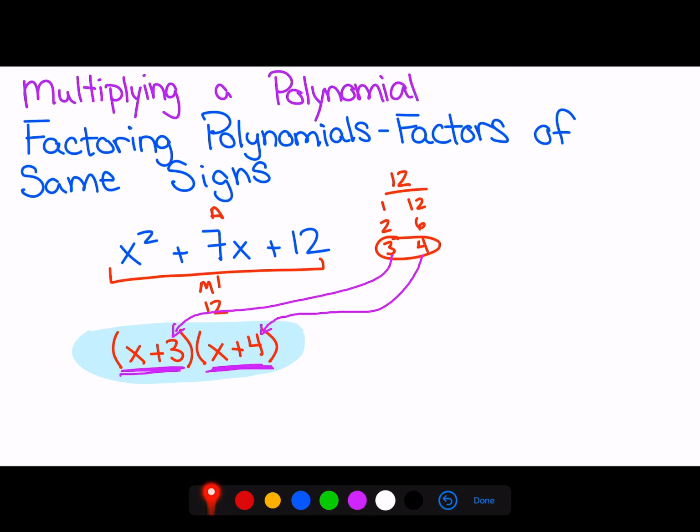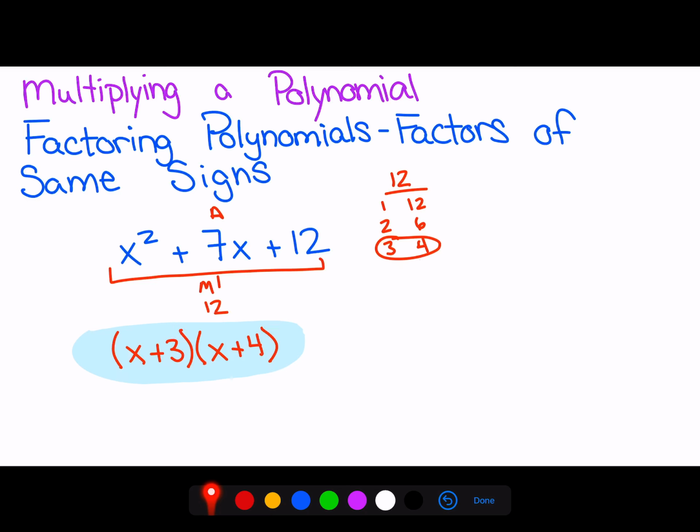Now what goes first inside these bubbles is whatever variable we're dealing with. In this case, we're dealing with the variable x, so x will go first in both of these. Both 3 and 4 were positive, so they stay positive inside the bubbles as well. And this is how we factor. And that's factoring polynomials with the same sign.